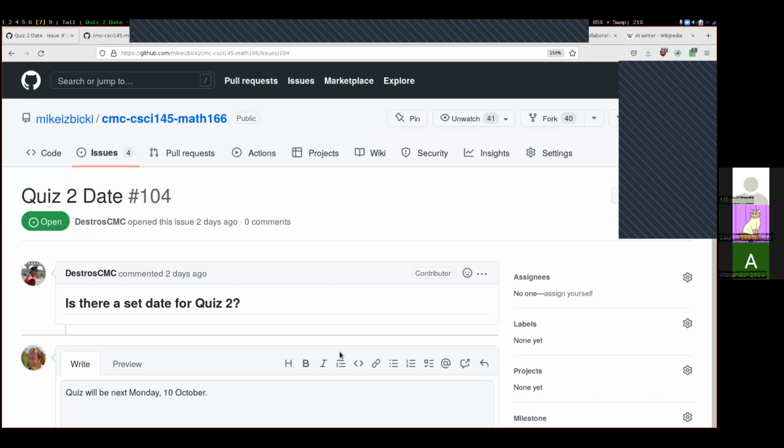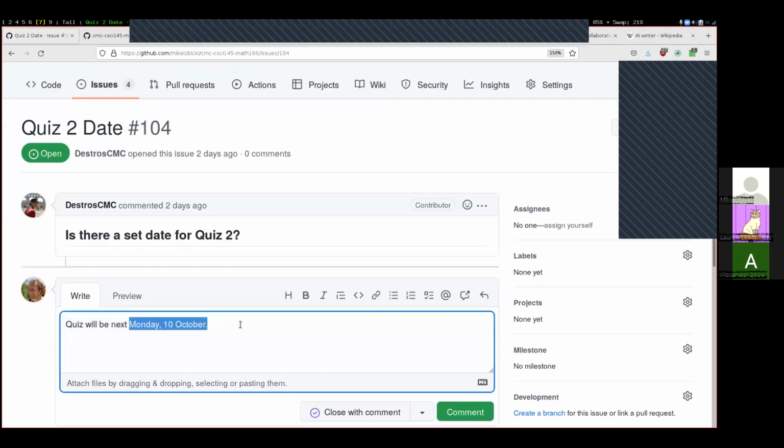Everyone who's here gets to have an opinion on the date for the next quiz. My suggested date is next Monday, October 10th. But if you all would prefer a different date, you can tell me right now, and I'll type in something else right here before pressing comment. Again, this quiz is on the quiz practice handout that I had last time. It's all the definitions of the VC dimension stuff, shattering, and that kind of stuff.